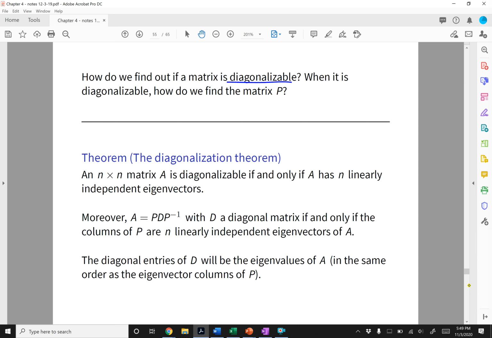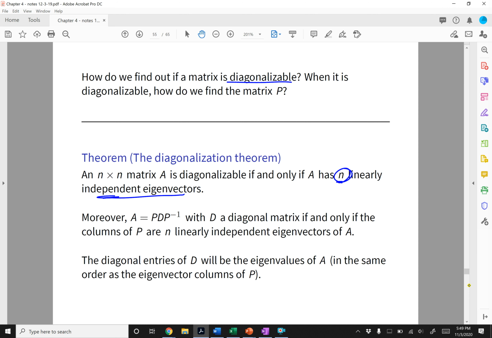So, big theorem: an n by n matrix A is diagonalizable if and only if A has n linearly independent eigenvectors. So the big key is n. All eigenvectors for a matrix are linearly independent, but the trick is getting n of them. Sometimes you don't end up with n eigenvectors. You can't have more, but sometimes you can have less.